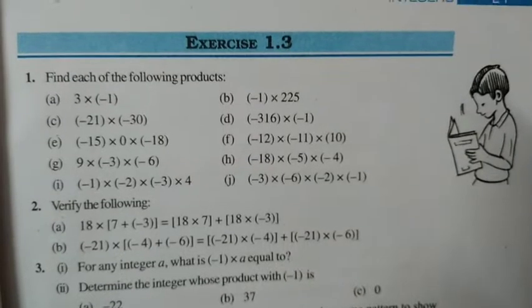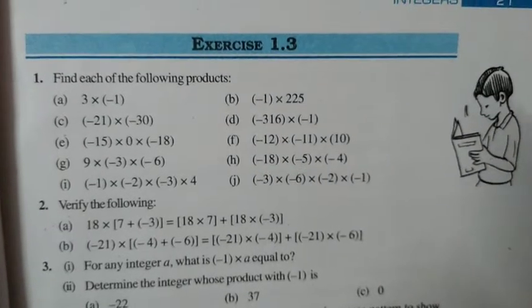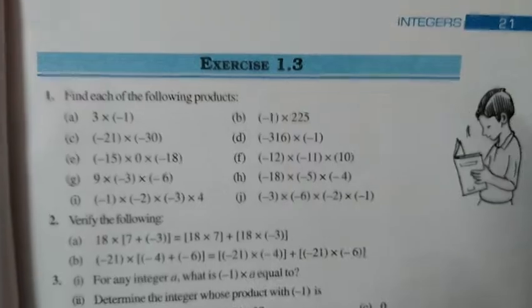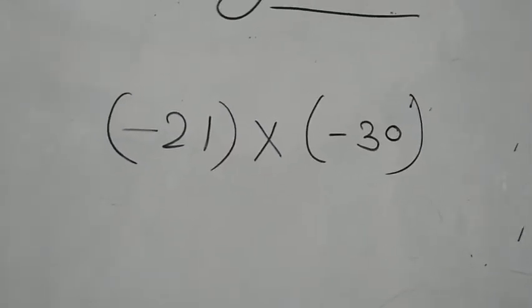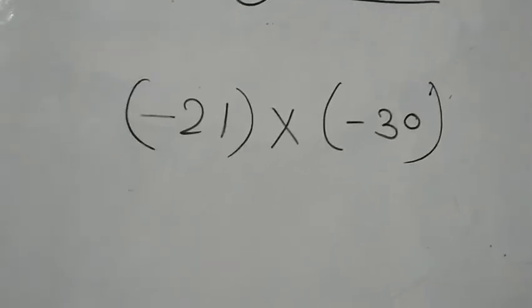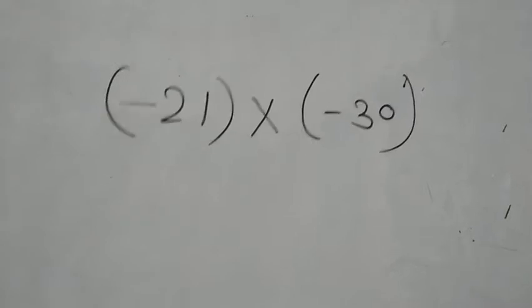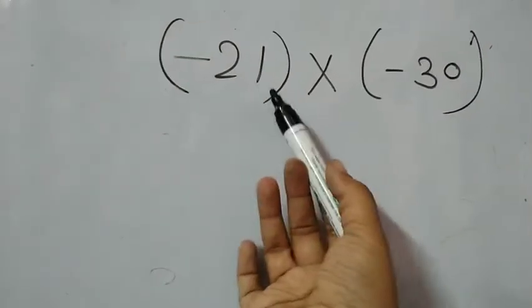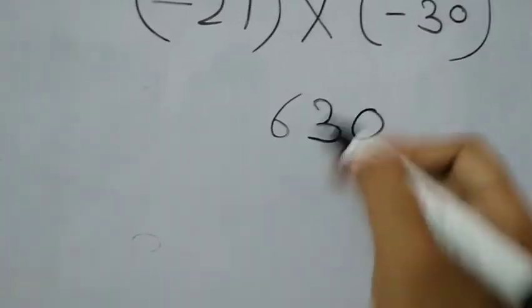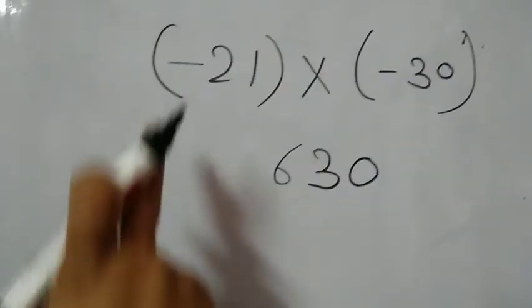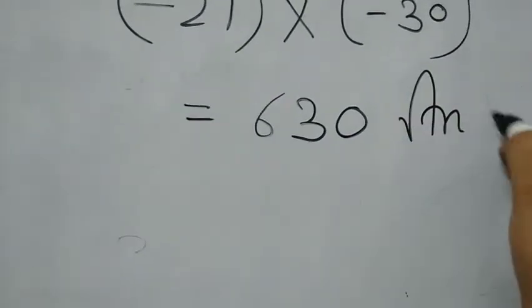Now let's solve a few questions for this. Let me solve C part of question number 1. Okay, so here it is minus 21 into minus 30. First of all, check both the numbers are negative, so that means the answer will be positive. Now let's multiply 21 into 30 and the answer will be 630. You can solve in a rough part if you want, and minus minus will be plus, so our answer will be 630.